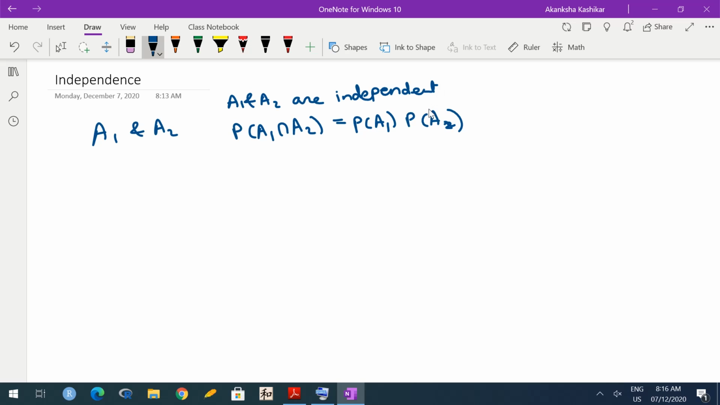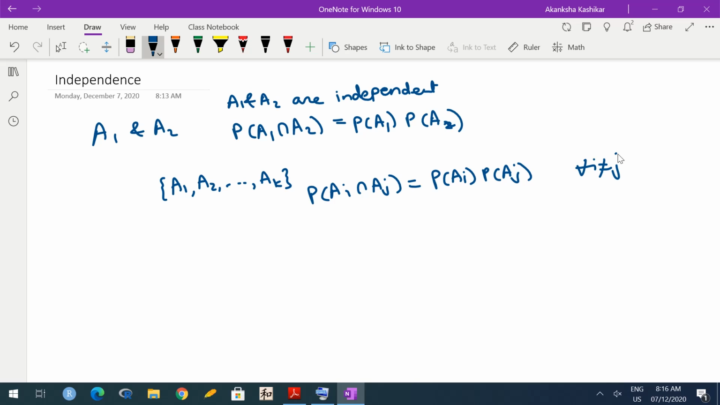Of course, this definition for two events can then be extended to finitely many events. So let me write finitely many. If I have A1, A2 up to AK, and if all of them are independent of each other, then probability of Ai intersection Aj is probability of Ai times probability of Aj for every i not equal to j. And if you take many of them, even if you take probability of A1 intersection A2 up to AK, this would still be the product over probability of Ai, i going from 1 to K.